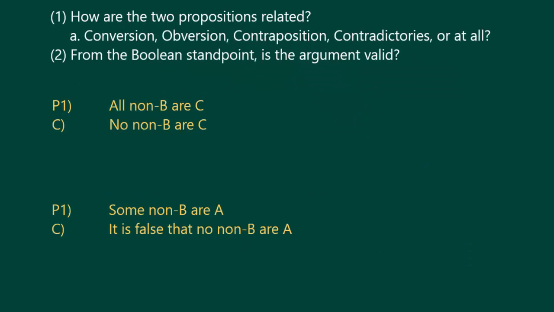So we're going to continue practicing applying our concepts. For the remaining arguments that we're going to look at, we want to determine whether the propositions are related in terms of conversion, obversion, contraposition, contradictories, or maybe they're not related to each other in any of those types of relationships. And then we want to ask ourselves whether the argument is valid from the Boolean standpoint. So if we look at the first argument, all non-B are C, therefore no non-B are C, ask yourself how these are related or if they're related at all.